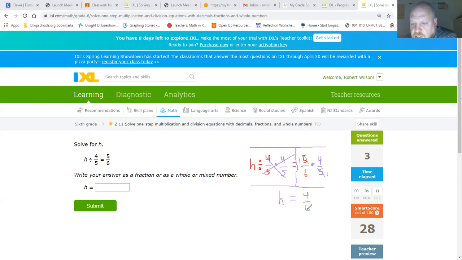But I also recognize that this can be reduced also. Both of these numbers can be divided by 2. So 4 divided by 2 is 2. 6 divided by 2 is 3. So my final answer is 2/3.